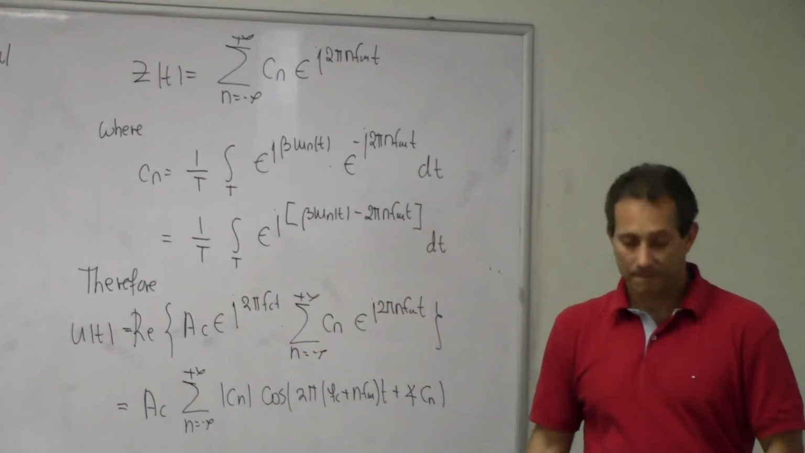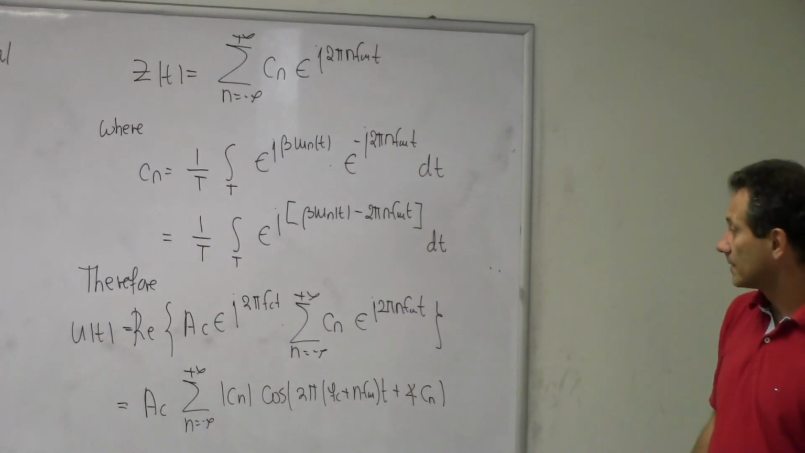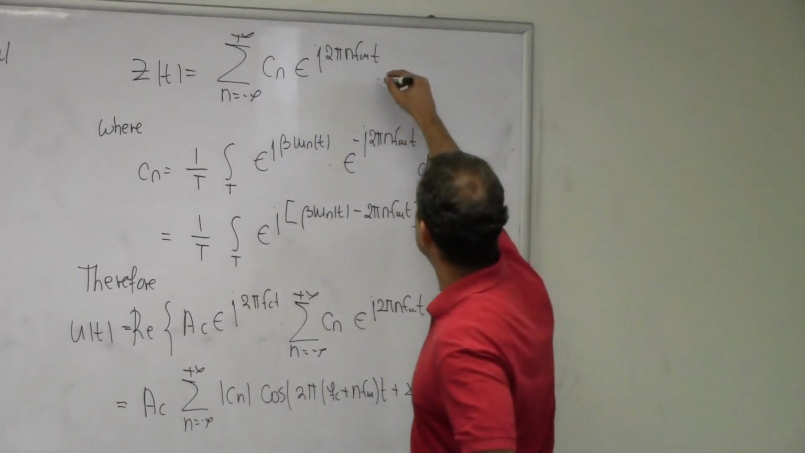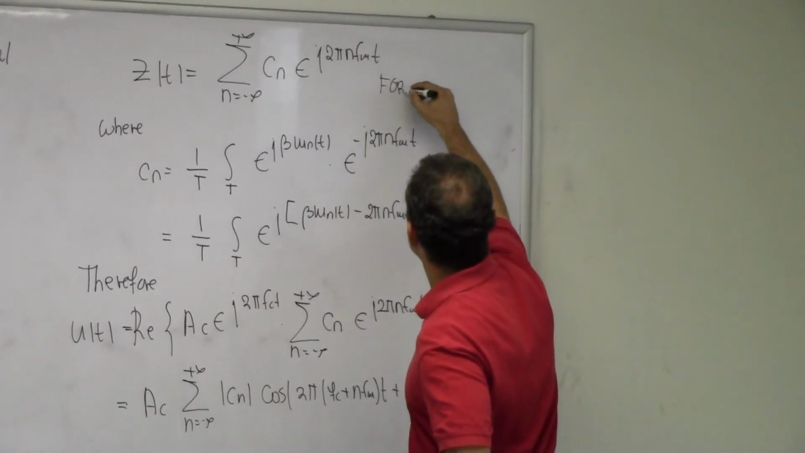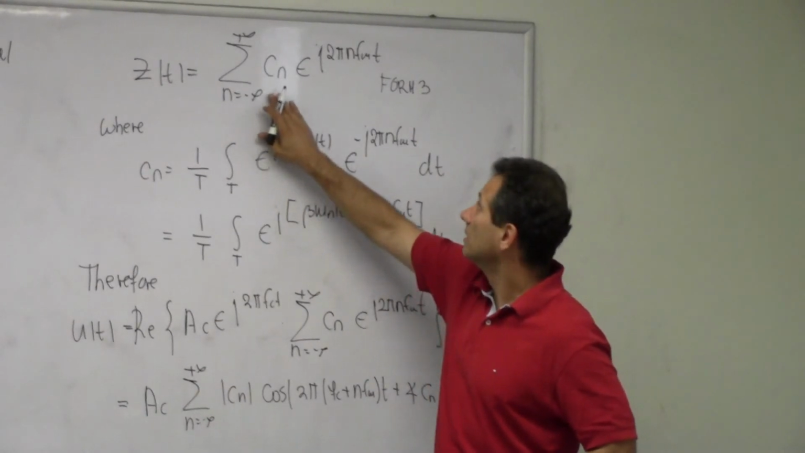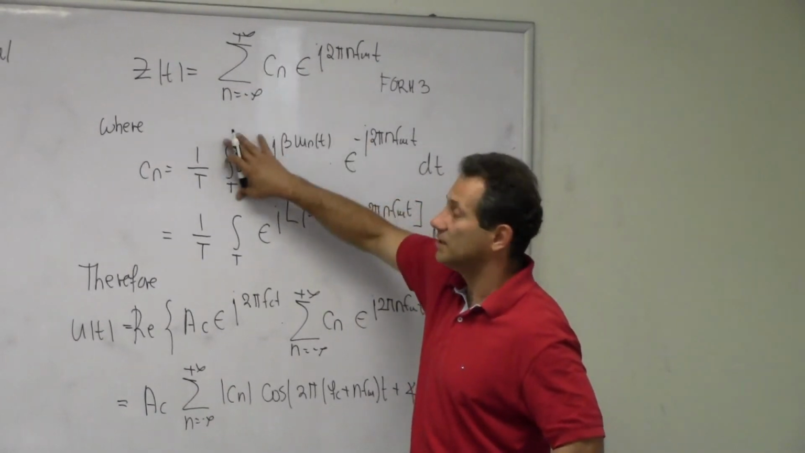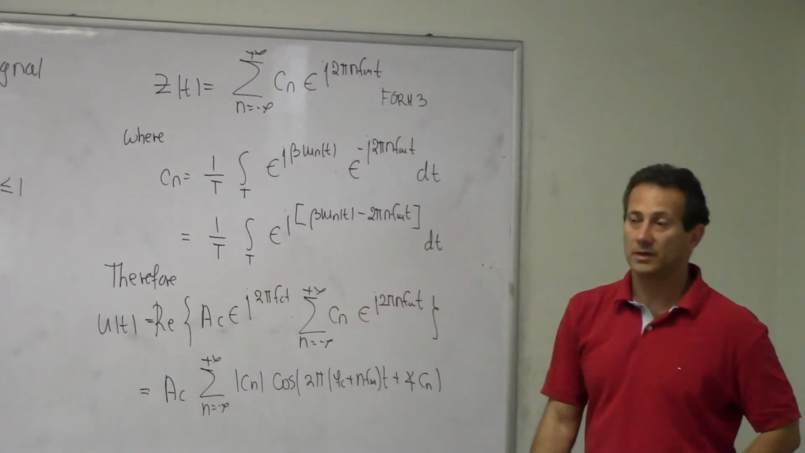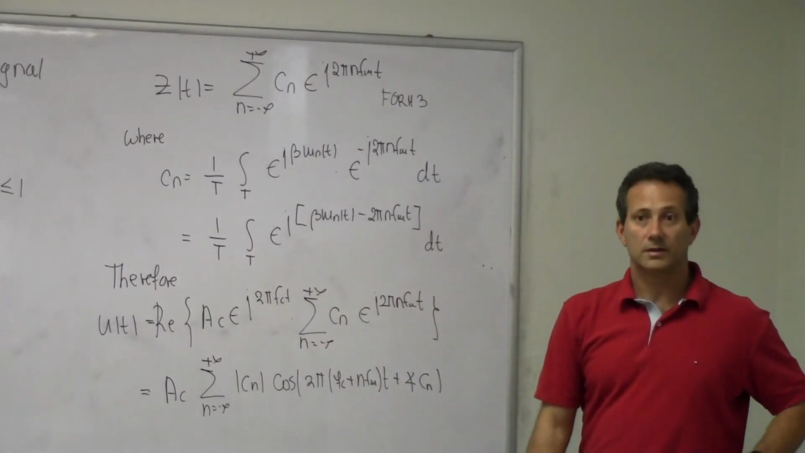Go ahead. Would you classify this as a complex Fourier series or something from like form 2? This is a complex Fourier series. This is form 3. Yeah, that's what I'm using to decompose it, right? So you have C_n, and then C_n are calculated this way. This is a complex Fourier series, form 3. Any other questions?